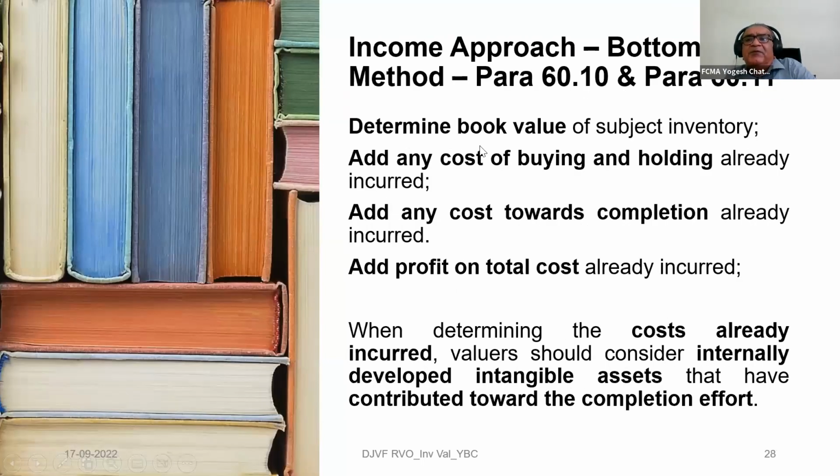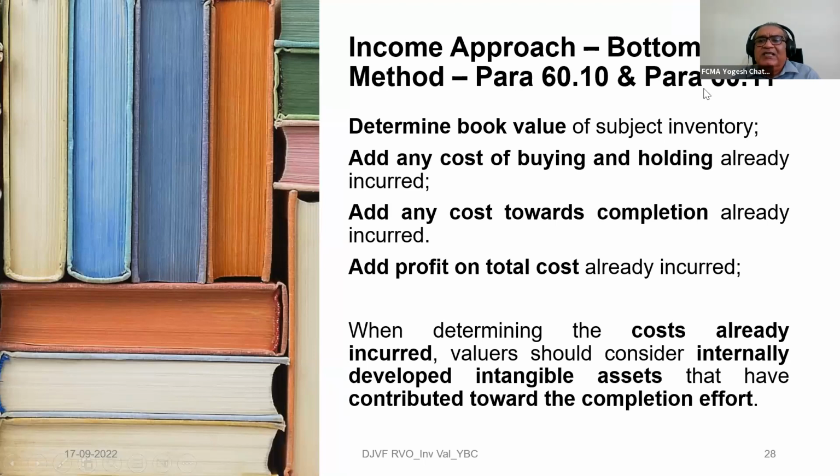So here it will be a reverse cycle. In top-down, it will start with a selling price. In bottom-up, it will start with the cost price. So determine book value of the subject inventory, add any cost of buying and holding already incurred, add any cost towards completion already incurred, and add profit on total cost already incurred.